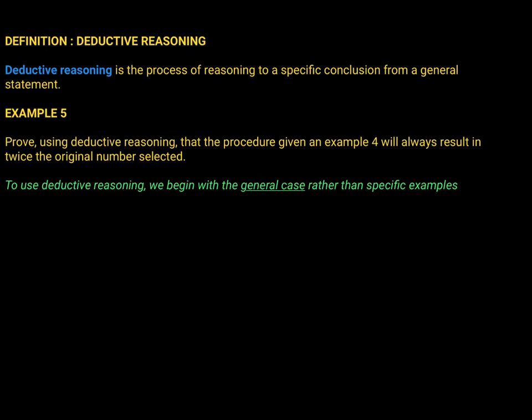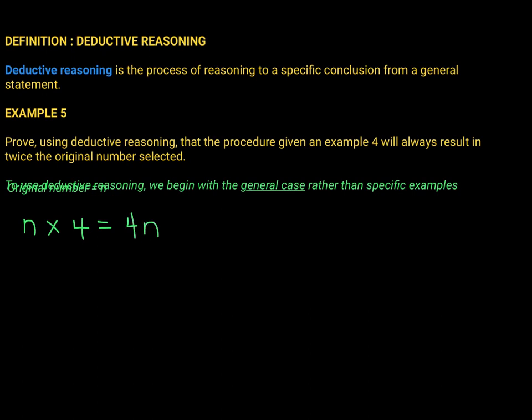All right, if we're going to use deductive reasoning, we need to start with the general case. We don't look at specific cases. We look at the general case. So when they say pick any number, let's say the original number is n. Okay, so that represents the original number. The procedure in the previous example, in example 4, says the first thing you do to your number that you pick is multiply by 4. All right, so let's go. Your original number times 4. The product will be 4n.